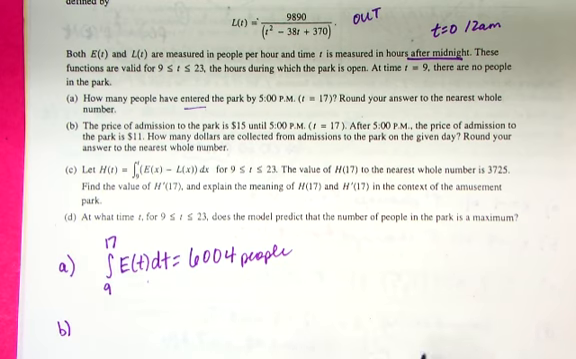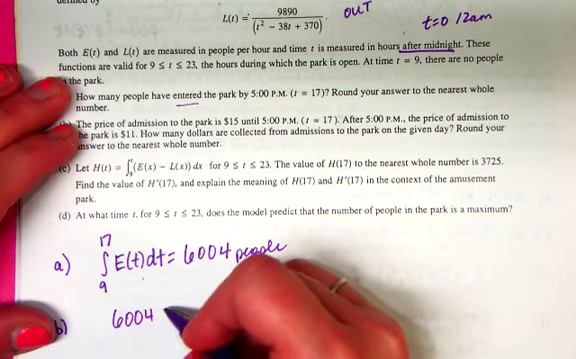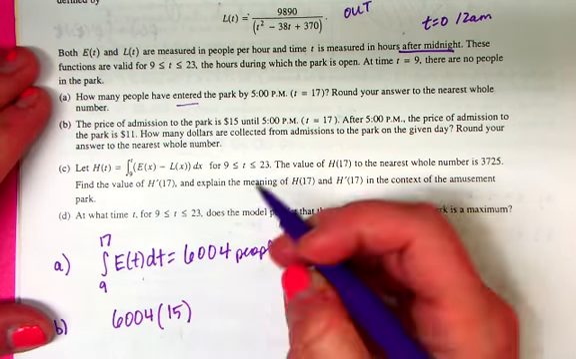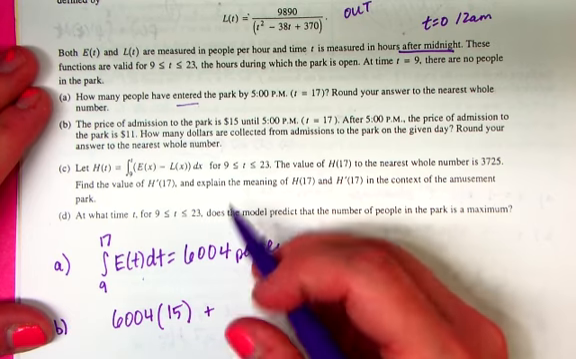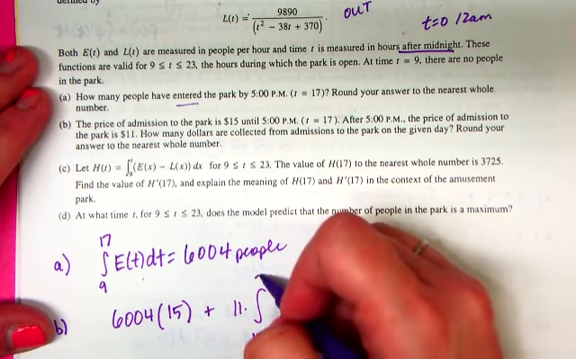After 5 p.m. it goes down to $11. How many dollars are collected in the park on a given day? So there's two ways to do this one. I think to me, since you've already calculated the 6,004, I would take 6,004 times the $15 it costs them to get in, plus $11 times how many people come in the rest of the time, right?